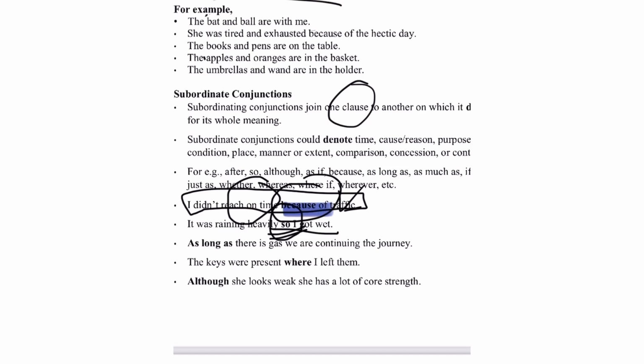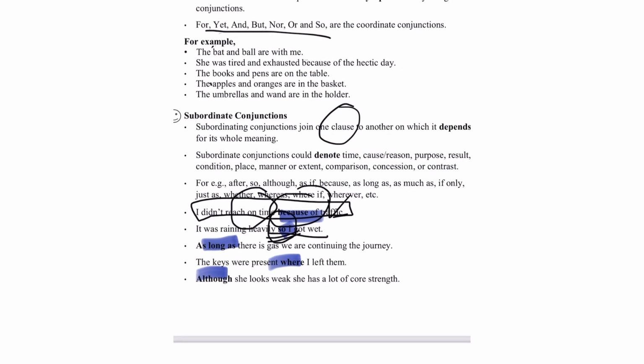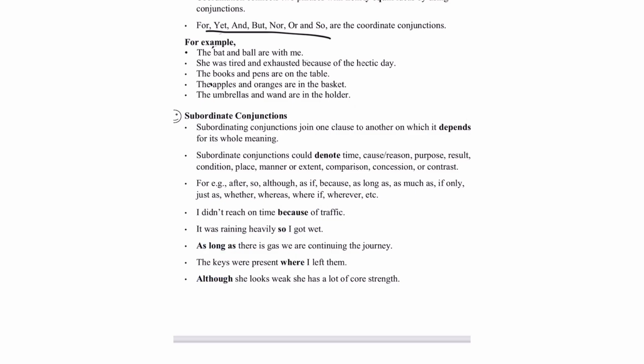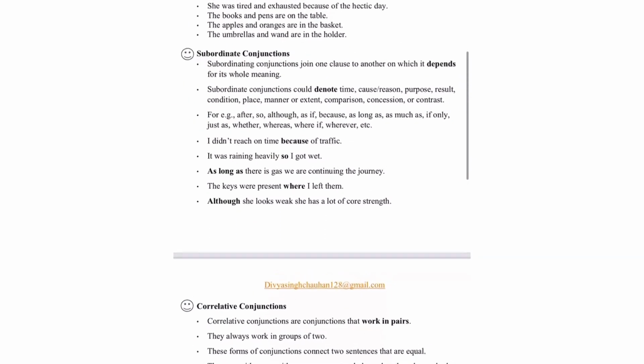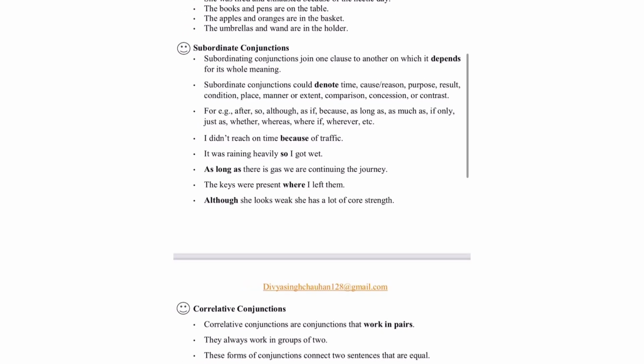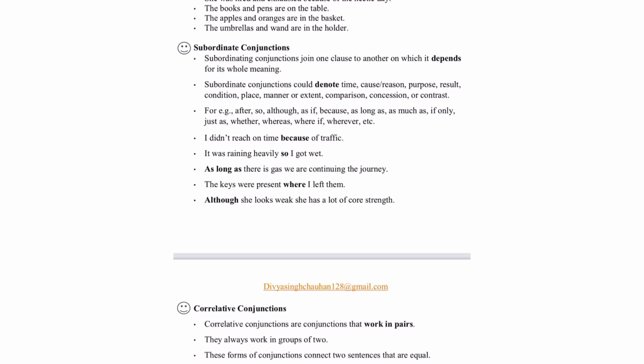Here, see, because, so, as long as, where, although. These conjunctions are used to show the relation of one sentence with the other part of it, right? So you can make more sentences using the same idea. I hope this is clear. Subordinate conjunctions is clear? Yes.